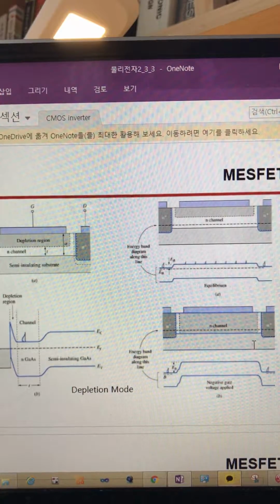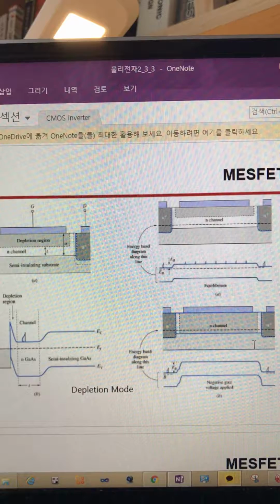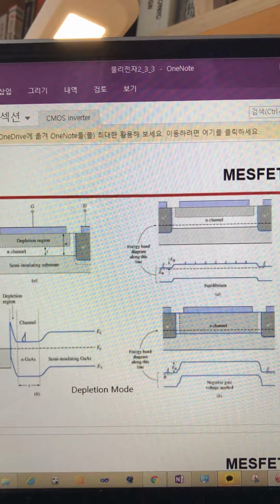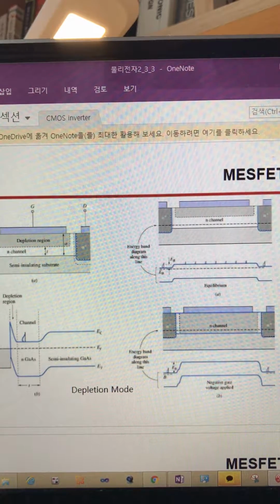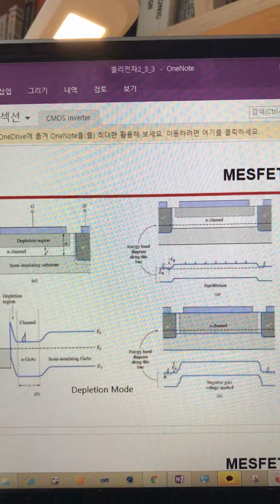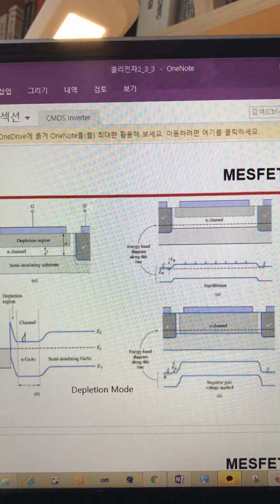Next, the MESFET is a type of JFET that is used when there is no good oxide. This also uses the height of the barrier when the bias is applied, using the depletion region between the channel and the substrate.